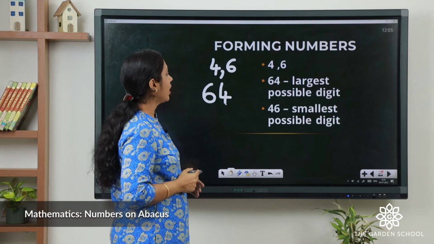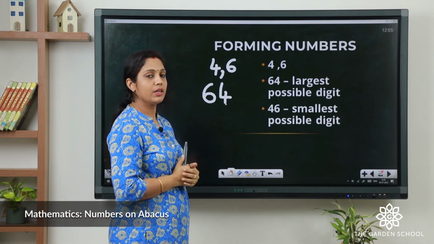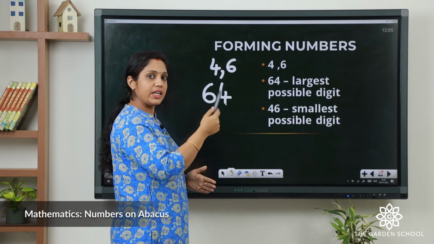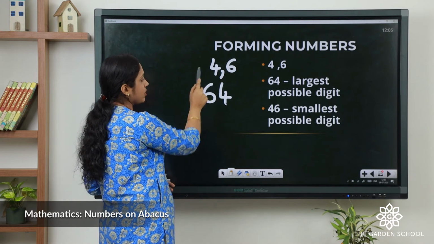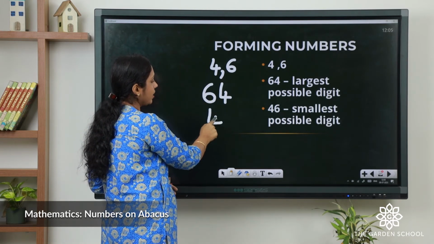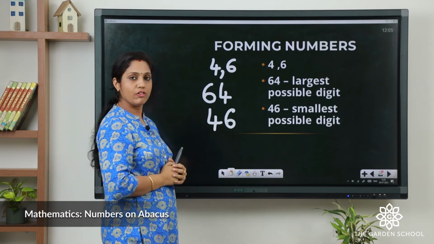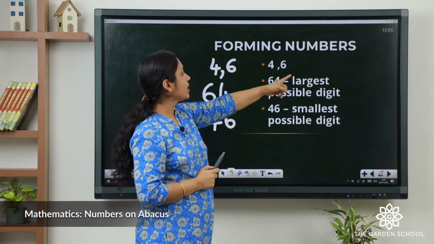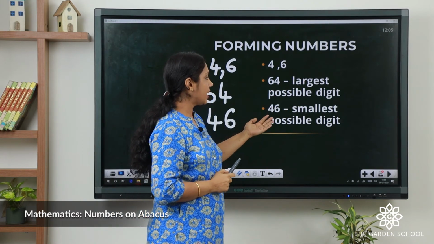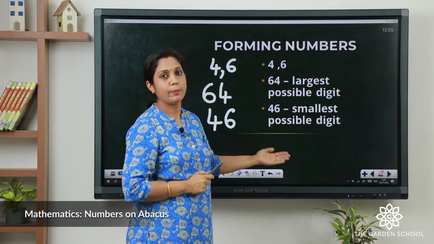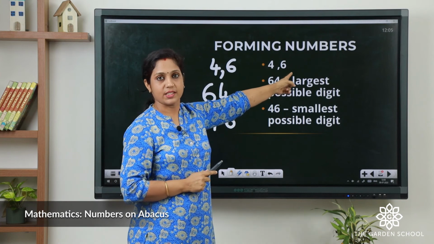Now we'll make a smaller number. For making the smaller number, place the smaller number in the tens place. So 4 is the smaller number here. We placed it in the tens place and then 6 in the ones place. We got 46. So 64 is the largest possible number. 46 is the smallest possible number made from 4 and 6.